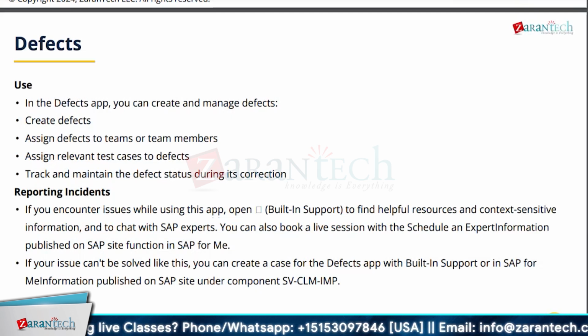Okay. So again, defects: you can create defects from the test execution, or you can create them here from the Defect app as you wish. Obviously, when you're creating defects, you are going to assign them to some team or team member, right? If it's a technical issue or an access issue, you probably assign it to basis or security. Or if you see it's a configuration issue, you assign it to the functional team. Or if you know the person who is going to fix it, you can assign it directly to that person as well, right? So it depends.